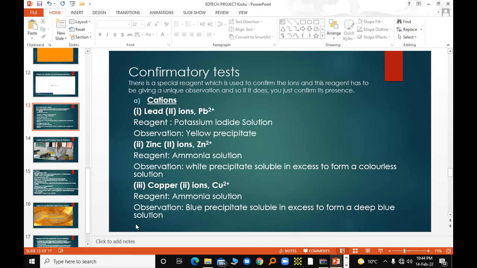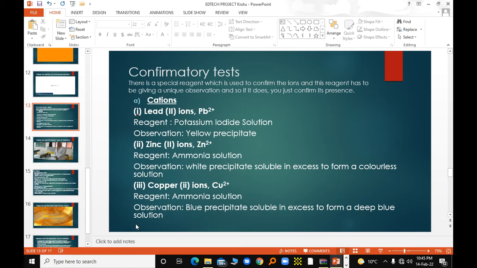So let's move to the confirmatory tests. After knowing how they react with those reagents, how do you confirm that this is lead? We have seen zinc can be confirmed by just action of ammonia solution. For lead 2 ions, we use a reagent which is potassium iodide. A confirmatory test must give a unique observation. When we add potassium iodide to anything suspected to be having lead 2 ions, you're going to see yellow precipitate. Immediately after seeing this yellow precipitate, you just confirm that there exists lead 2 ions.